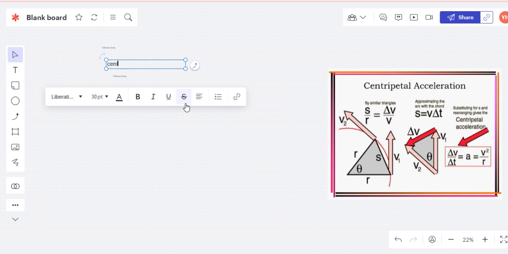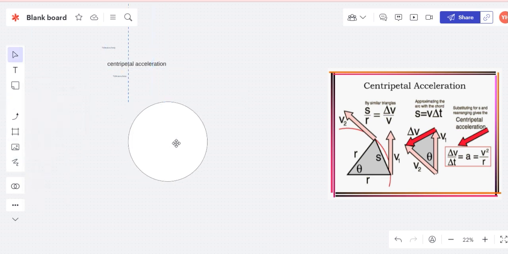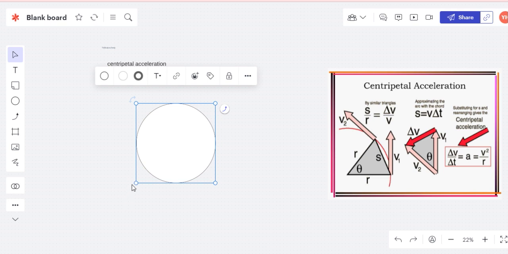Centripetal acceleration is the acceleration of a body in a circular path. It is the acceleration which is responsible for keeping a body in a circular path. For example, consider this body here. This is a body.